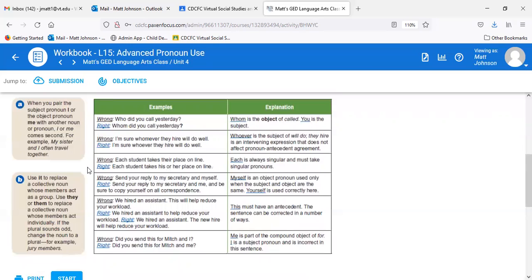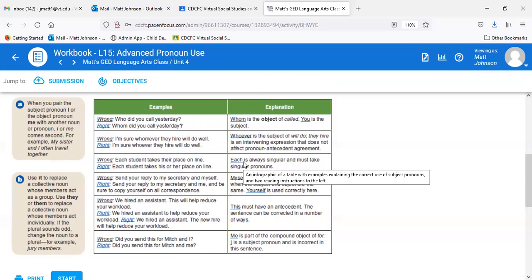The second, I'm sure whomever they hire will do well. Whoever is the subject of will do. They hire is an intervening expression that does not affect pronoun antecedent agreement. So to correct that, we say, I'm sure whoever they hire will do well. Whoever being the subject.